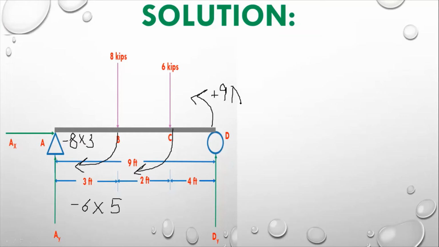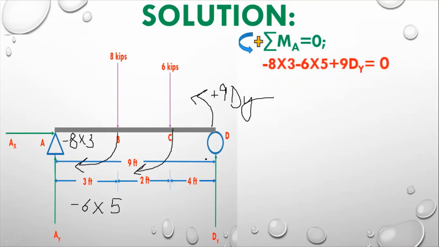The total length of the beam, the distance from A to D, is 9, so 9 DY. Now what will the equation become? You can see here what I wrote: summation of the moment at A, so -8 into 3, -6 into 5, plus 9 DY equals 0. So we get the value of DY, and DY equals 6 kips.